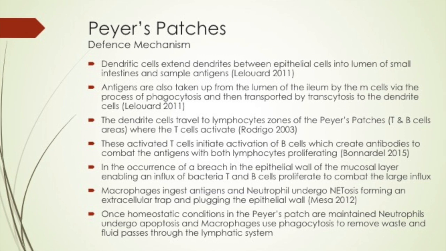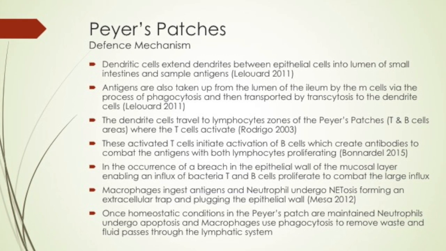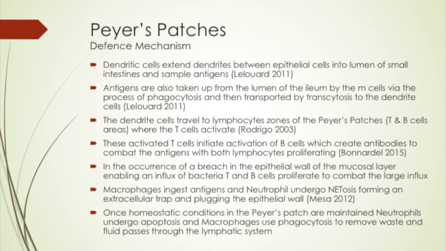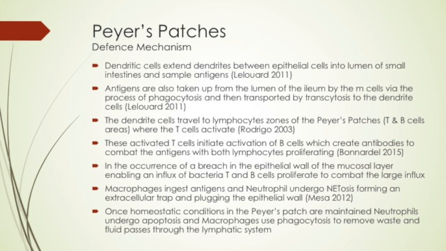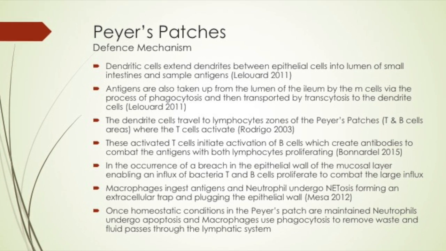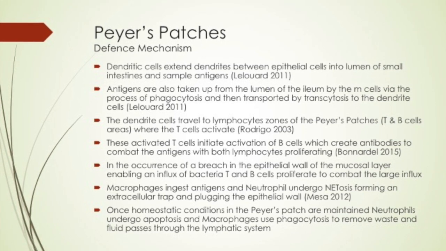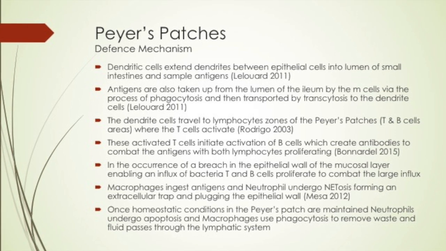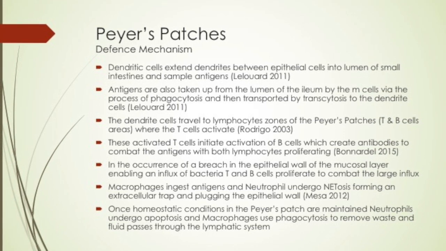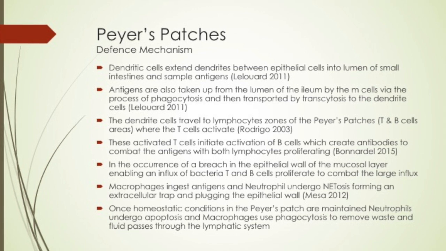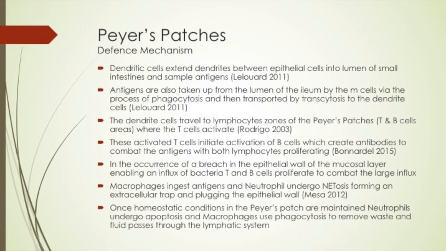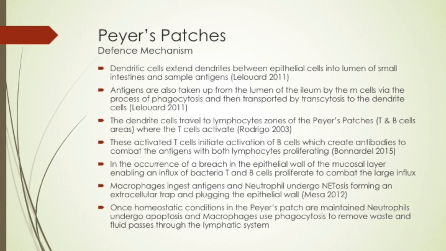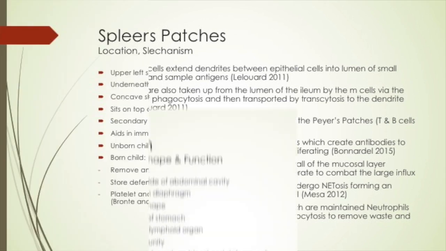In the occurrence of a breach in the epithelial wall of the mucosal layer, enabling an influx of bacteria, T and B cells proliferate to combat the large influx. Macrophages ingest antigens and neutrophils undergo netosis, forming an extracellular trap and plugging the epithelial wall. Once homeostatic conditions in the Peyer's patch are maintained, neutrophils undergo apoptosis, and macrophages use phagocytosis to remove this waste. The cleared fluid then passes back into the lymphatic system and eventually into the systemic circulatory system.